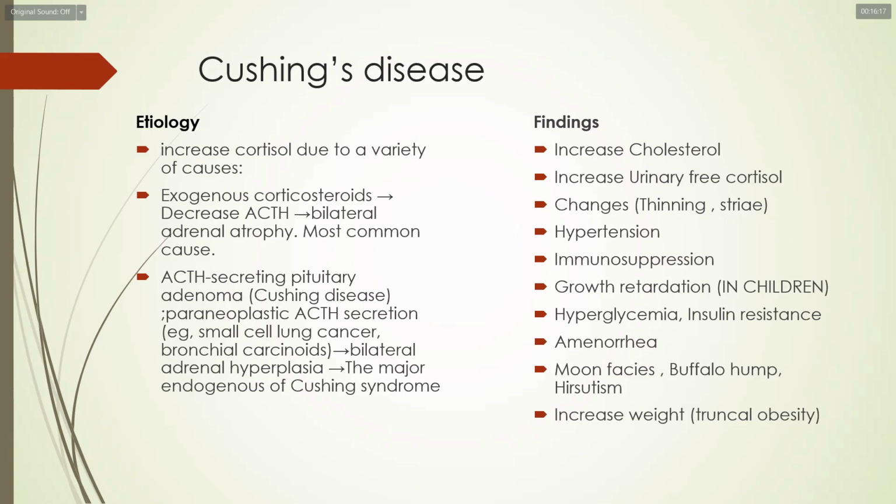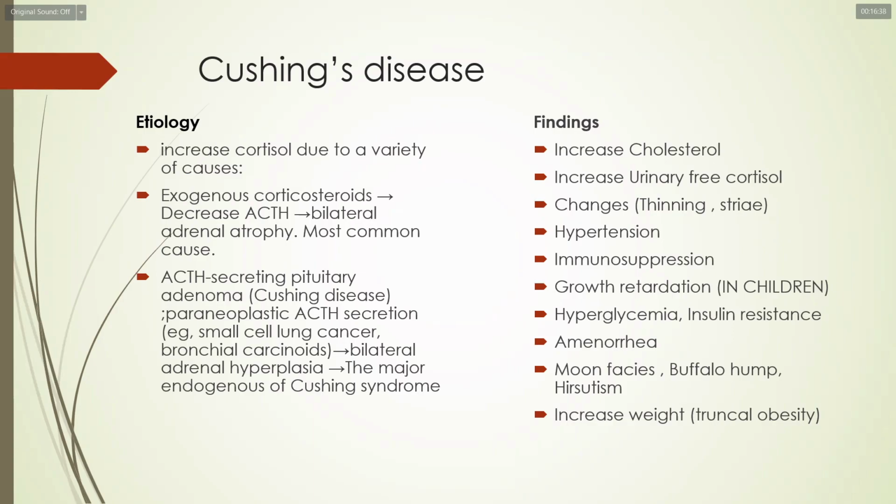Dr. Hala, we have two definitions, one for Cushing syndrome and one for Cushing disease. Cushing syndrome is the production of excess cortisol by the adrenals. However, Cushing disease is excess cortisol in blood due to the ACTH secreting pituitary adenoma. We're going to talk about the etiology of Cushing disease.